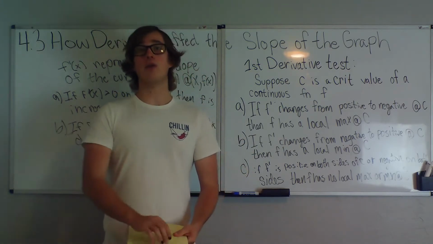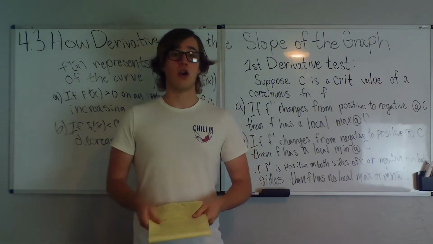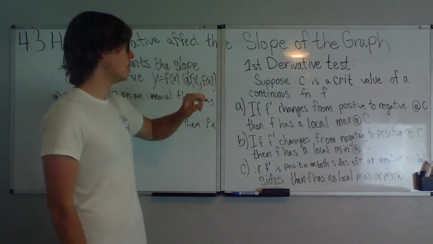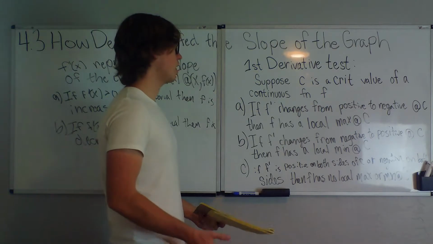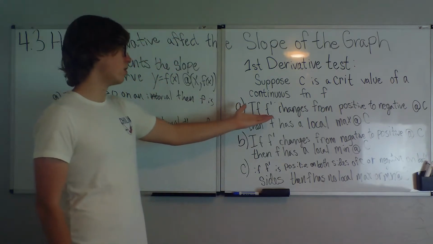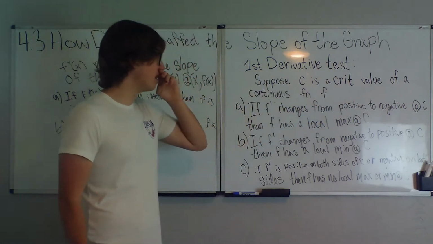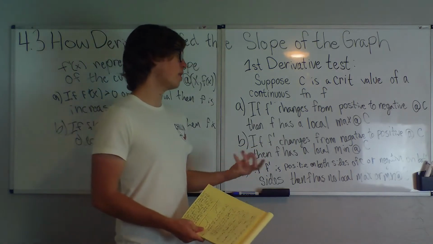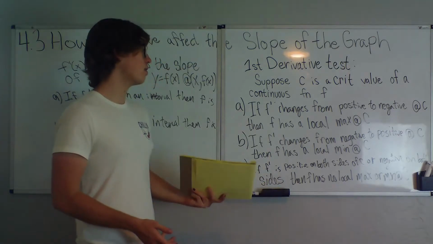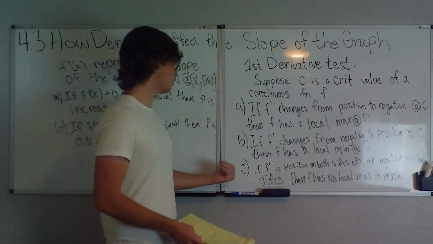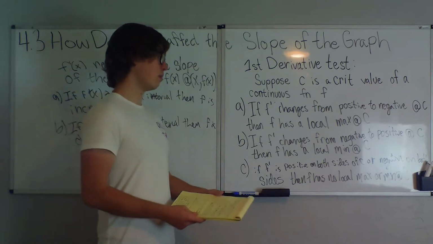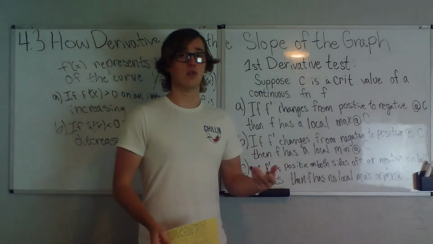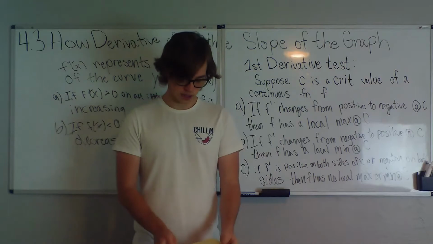So, how do we figure out if there's a local max or a local min, or when there's none? Well, what we do is the first derivative test. It states, suppose c is a critical value of a continuous function f. A, if f prime changes from positive to negative at c, then f has a local max at c. B, if f prime changes from negative to positive at c, then f has a local minimum at c. And then C, if f prime is positive on both sides of c or negative on both sides of c, then f has no local max or local min at our critical value c.